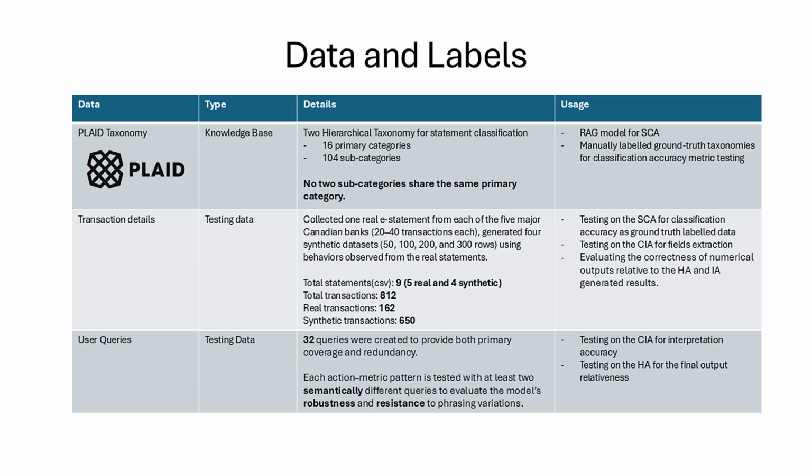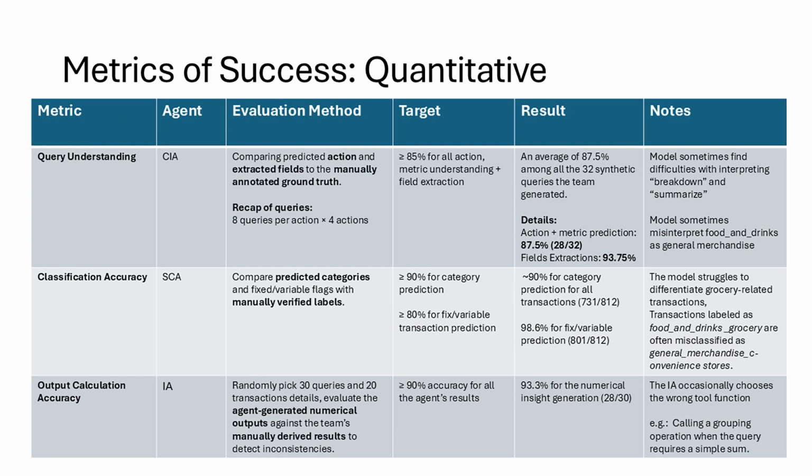These data are used for the downstream analysis on the measure of success, which is the quantitative part. We have three metrics: the query understanding, classification accuracy, and the output calculation accuracy, corresponding to CIA, SCA, and IA. The evaluation method is creating a pipeline to simulate the input and test the accuracy of the output. As you can see, the results are pretty good, but sometimes the query understanding and classification accuracy suffer from ambiguous taxonomy, such as food and drinks versus general merchandise convenience stores. Also, sometimes the model may call the wrong tool in the output calculation accuracy.